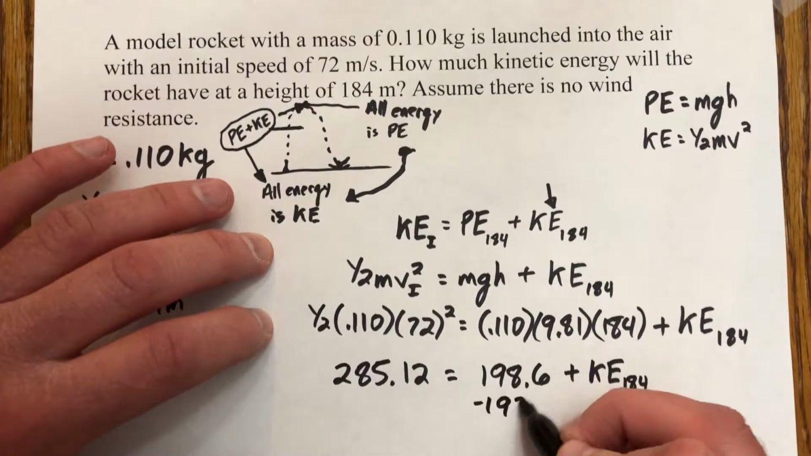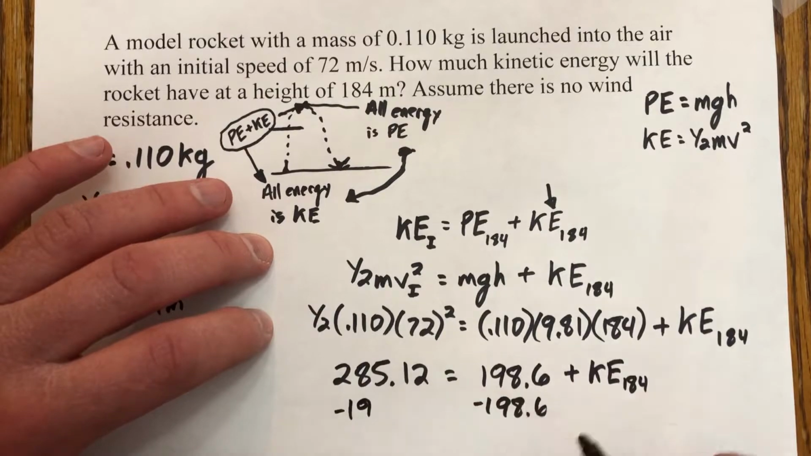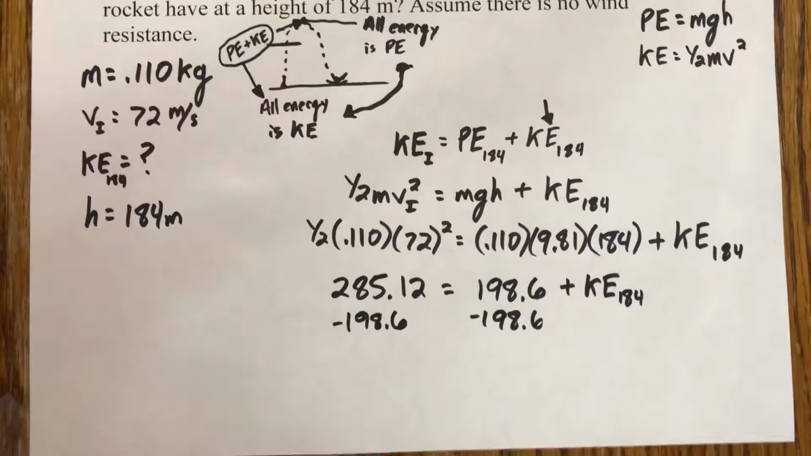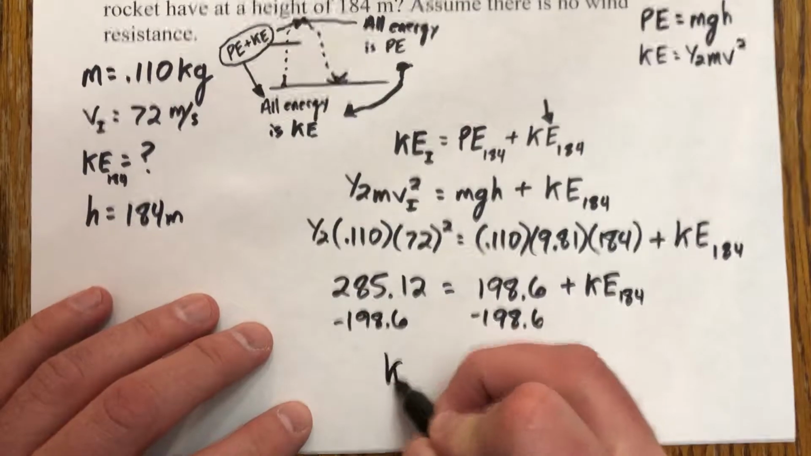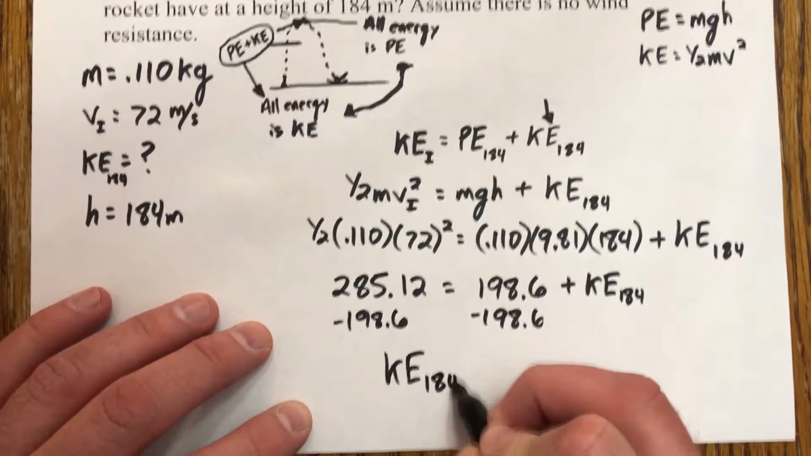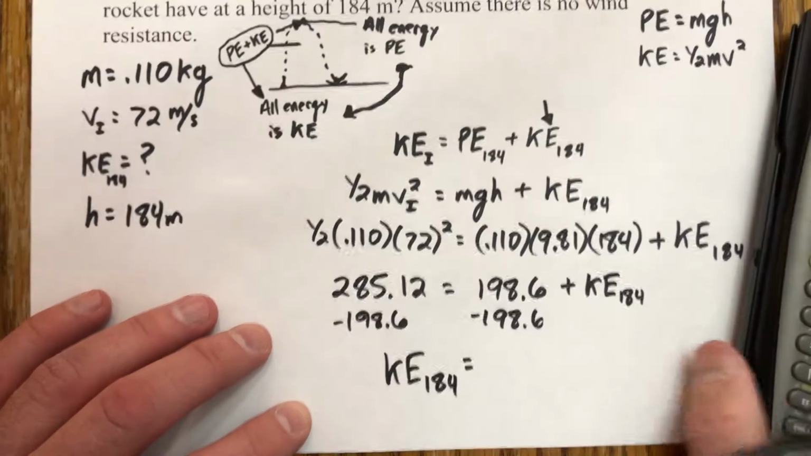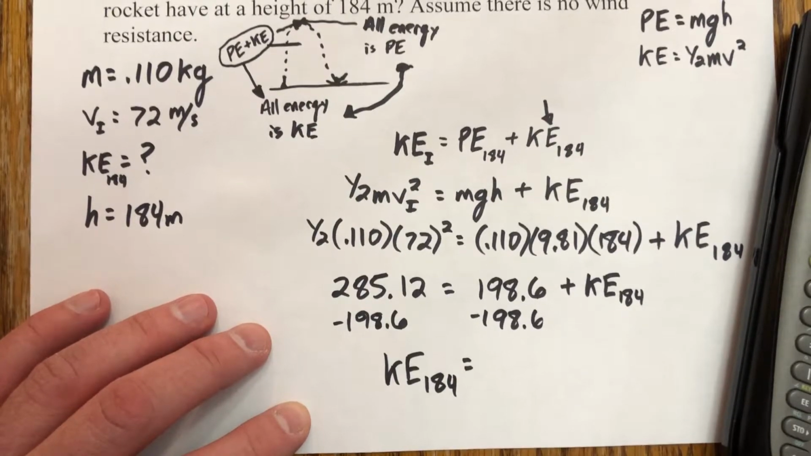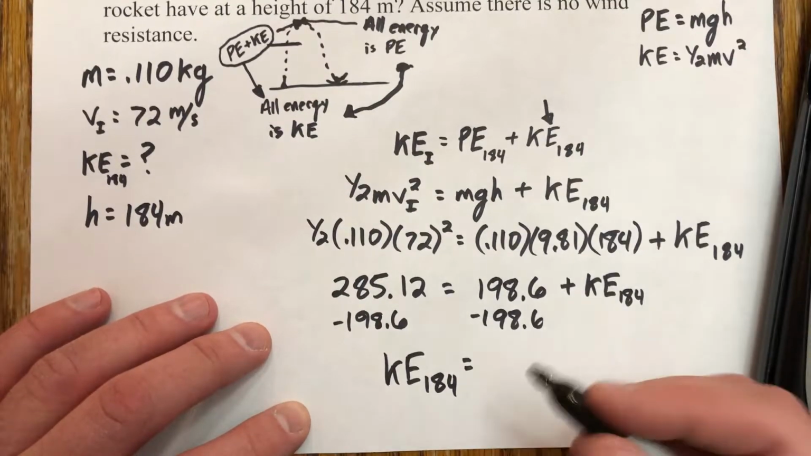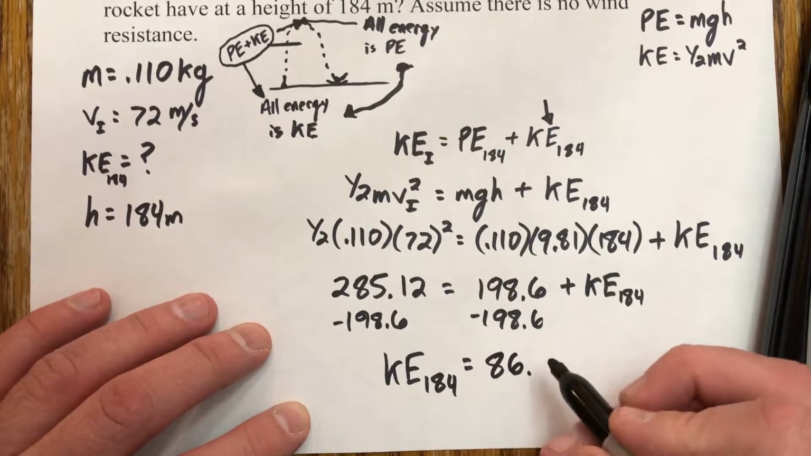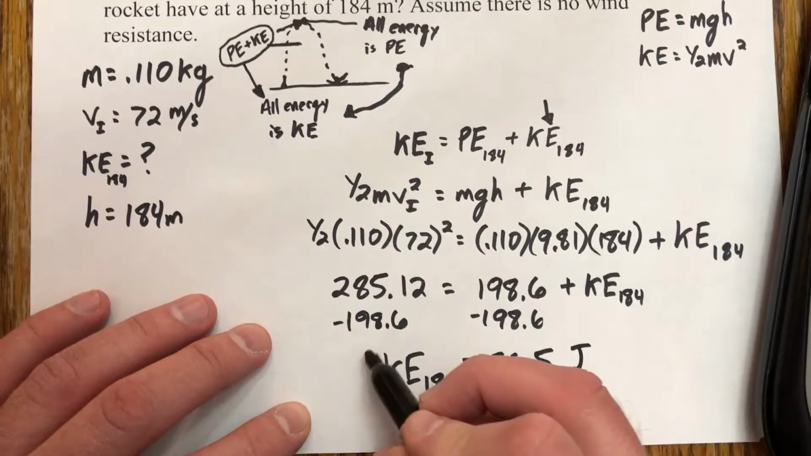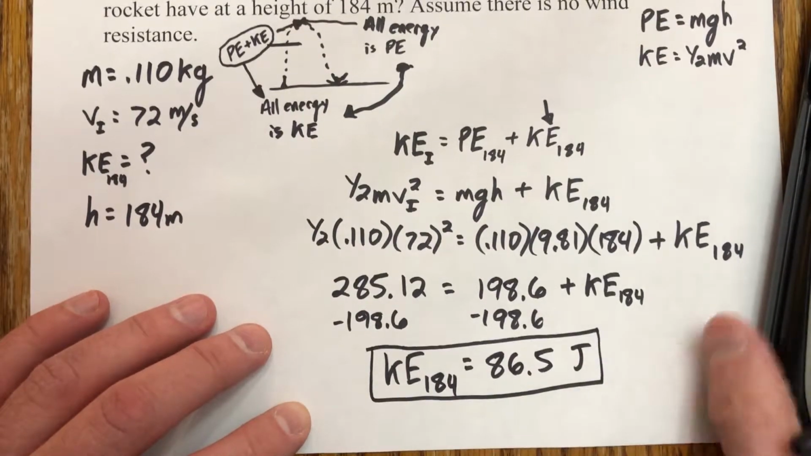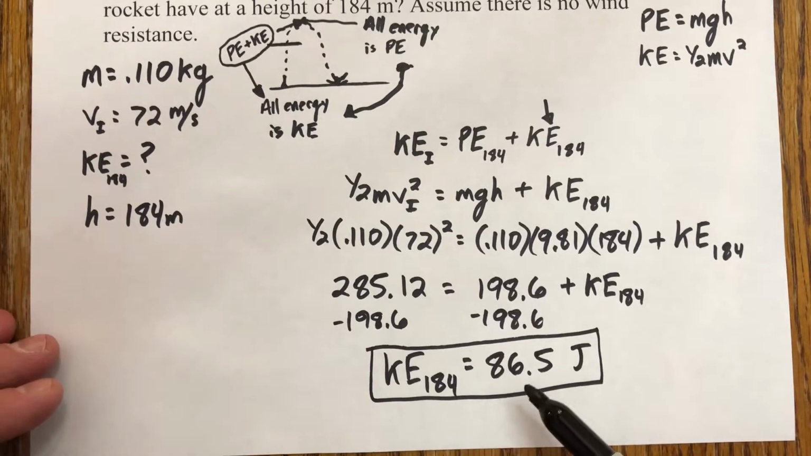So I'm going to minus 198.6 from both sides. Move my camera so you can see. There we go. So the kinetic energy at 184 meters is 285.12 minus 198.6 equals 86.5, and it's energy, so it's in joules. Now the answers to these questions are multiple choice, so you want to choose the multiple choice answer that's closest to 86.5.